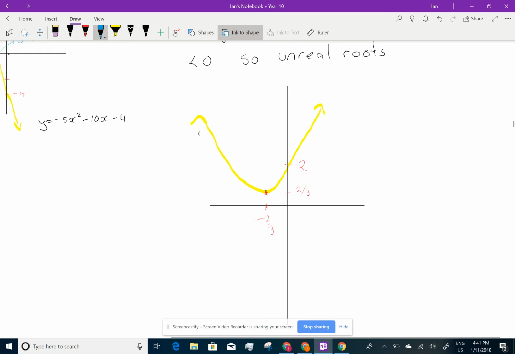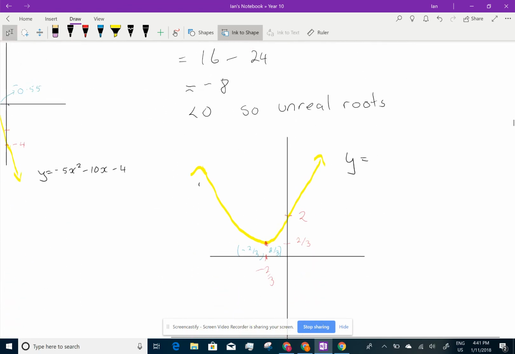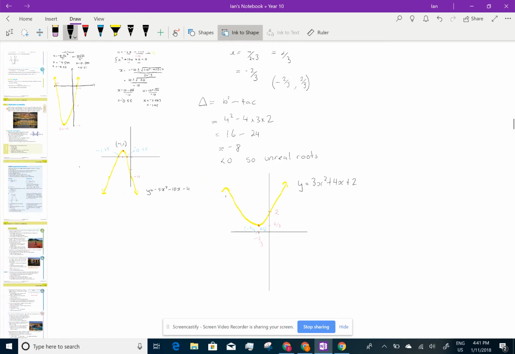Should really write in the vertex: minus 2/3 and 2/3. We should write the name of the graph. y equals 3x squared plus 4x plus 2. And that's it. Now, what have we done? We've done one that has positive and real roots, negative and real roots.